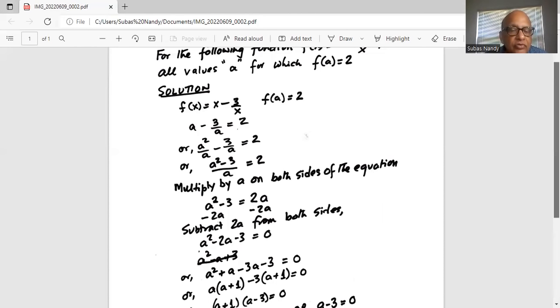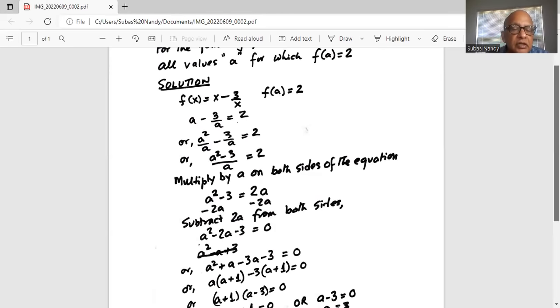So for minus 2a, I can write a square is already there. For minus 2a, I'm writing plus a minus 3a. In algebra, we do not write 1. So it is 1a minus 3a, which will be minus 2a. Therefore, I can split up minus 2a into 1a minus 3a, and I do not write the 1 in front of the a for the first term. So it becomes a square plus a minus 3a minus 3.